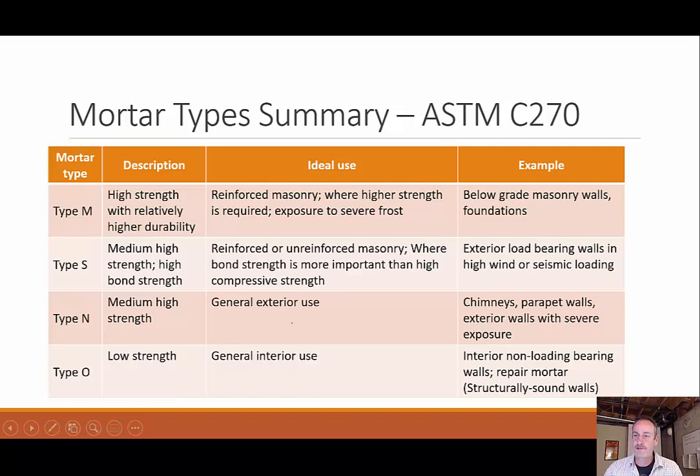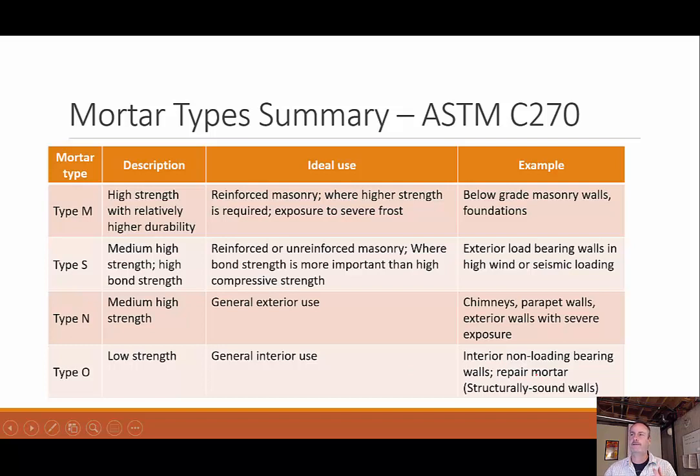Type N, our general use, is good for both interior and exterior. I know this says exterior, but I suppose if you're only doing interior, you could use type O. Medium high strength, use it in chimneys, parapet walls, exterior walls, or if you have a lot of exposure to the elements. Type O, low strength, non-load bearing walls, or you could use it to repair mortar.